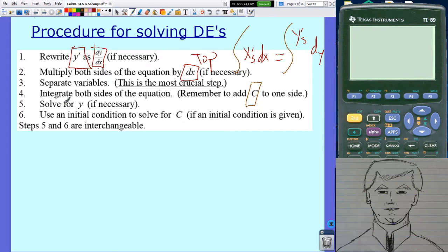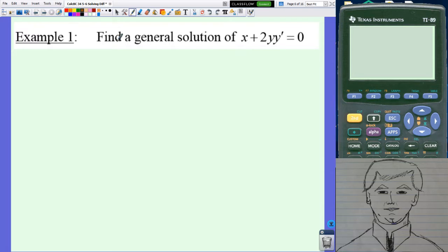It doesn't matter. And sometimes we ask you to solve for y, so we turn it into a y equals equation. Not always, and in all cases you can't, but if you need to, make sure you rearrange it. And then if you need to solve for a particular solution, use an initial condition to solve for c. All right? Here are your general guidelines. Let's just do some practice. So this might be a typical one.